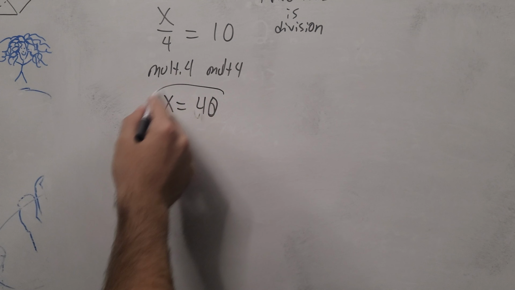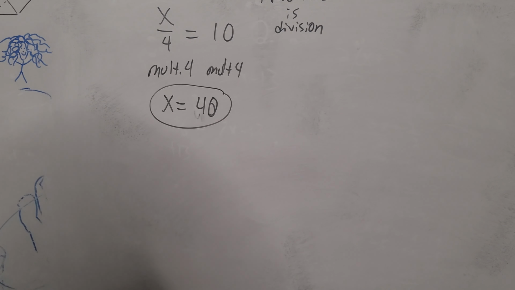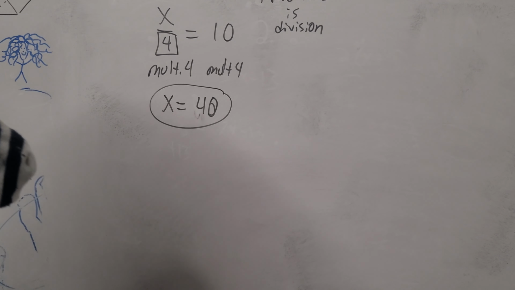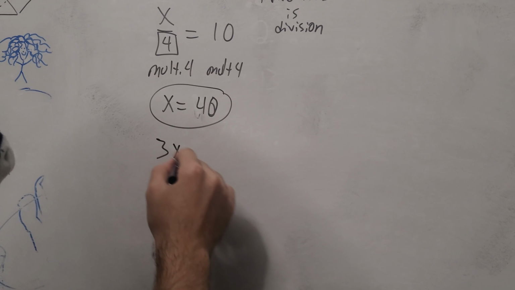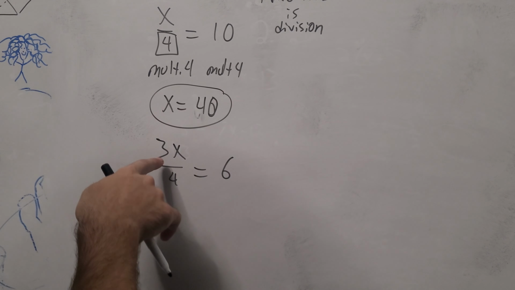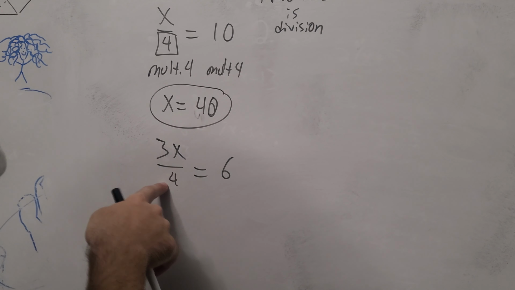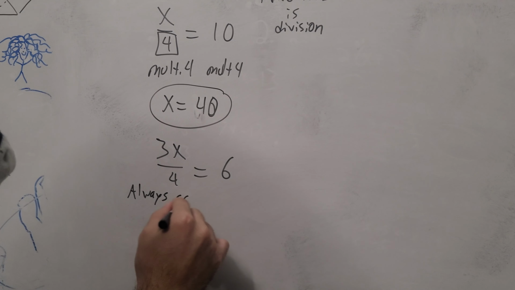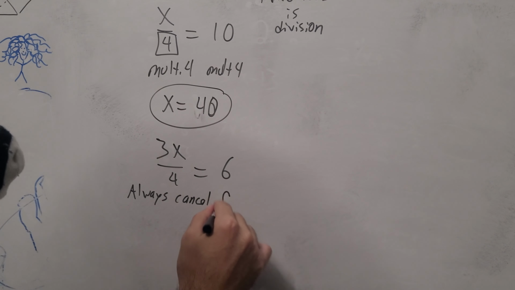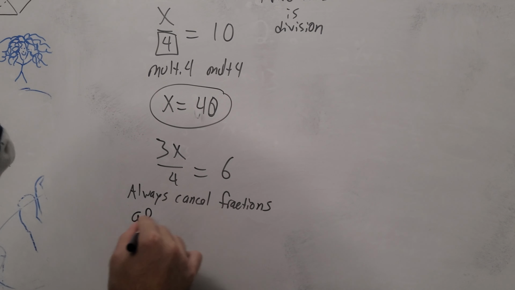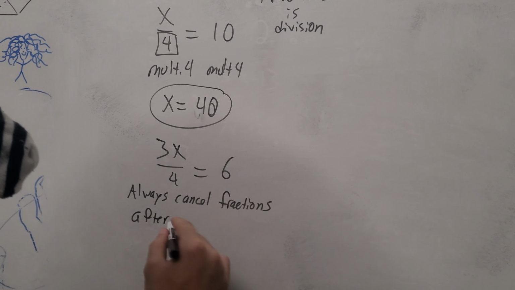Okay, so you want to multiply to cancel out a fraction. Specifically, you multiply by the denominator. You'll see that as a reoccurring theme. Let's do 3x over 4 equals 6. Do you get rid of the 3 or get rid of the 4 first? My advice is to always cancel the fractions, specifically after you combine like terms.